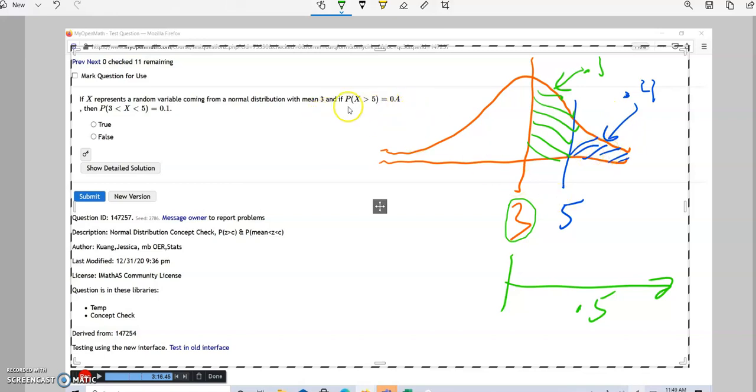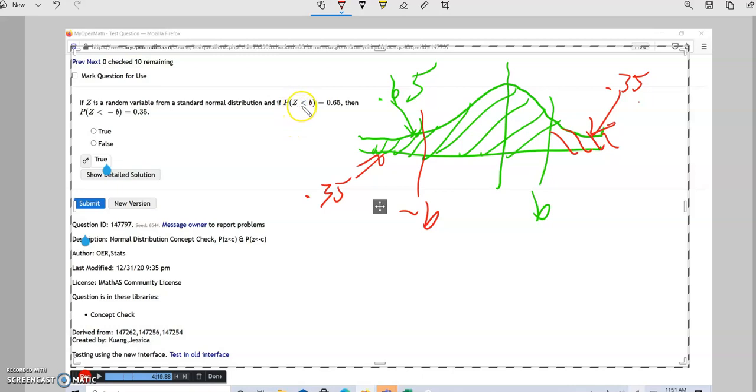If the probability that I grab a test score that's greater than 5 is 0.4, so greater than means here, and I know the entire distance between the mean and the end is 0.5, as I have indicated here, that means between 3 and 5 must be 0.1, because I need to get to 0.5. It's 0.5 from the middle to the end. And 0.4 is beyond 5, which means between 3 and 5 must be 0.1, because this total area is 0.5.